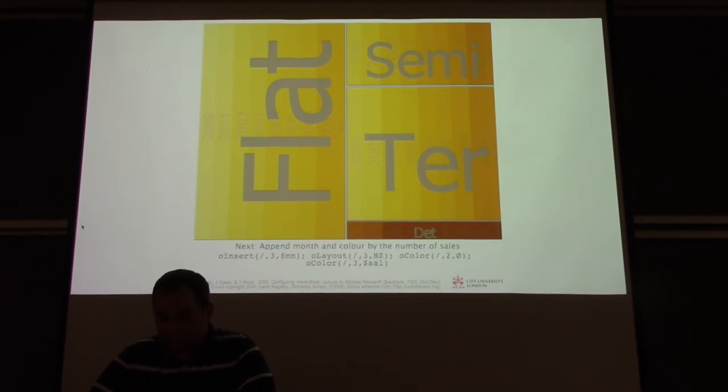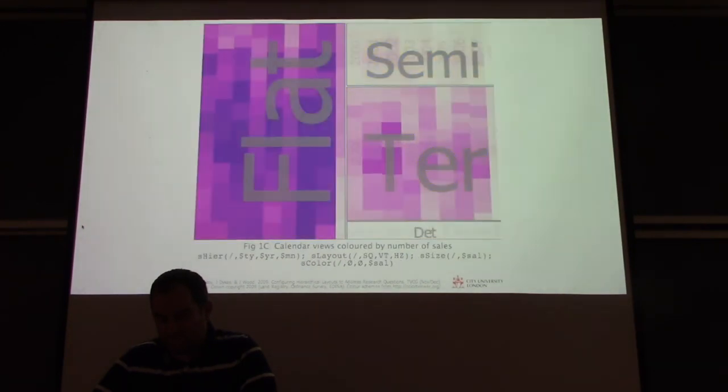To increase the temporal granularity, we will add month to the hierarchy. We also recolor to reflect the number of sales. We call these calendar views. Years are arranged from left to right and months from top to bottom for each year. Purple is used to show the number of sales, which appear to vary seasonally.